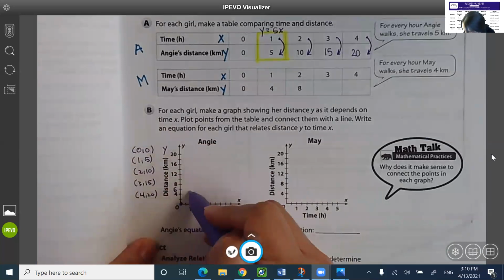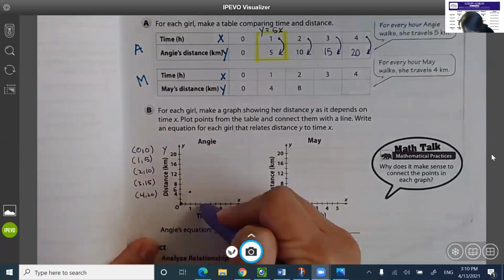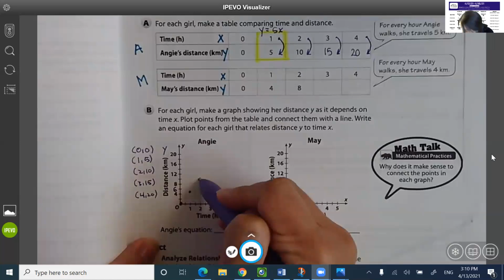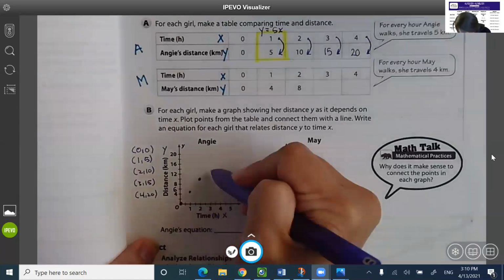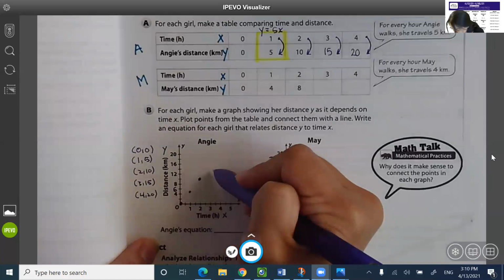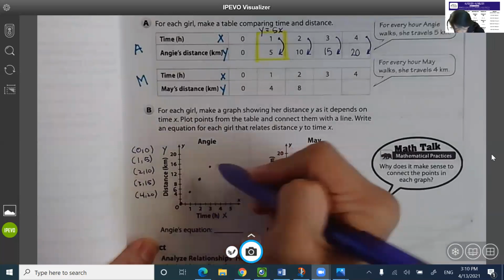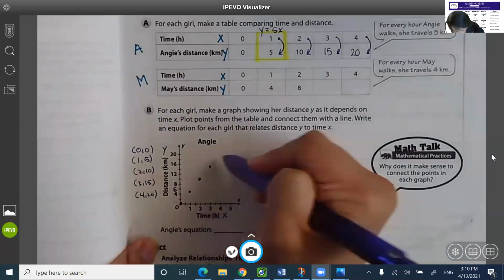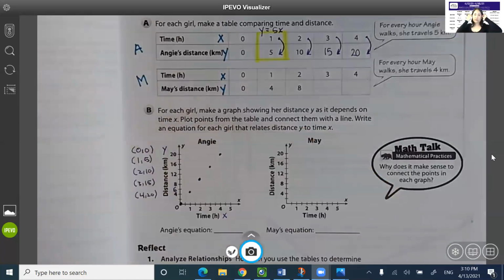So 1, 5, 2, 10, 3, 15, 4, 20. All right, and we're going to connect the points, okay?